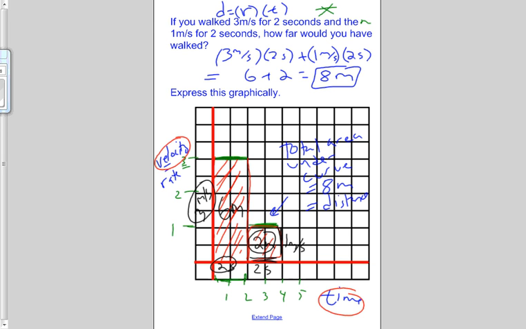And this is really the idea of integration. What we're looking at is area under the curve, and the area under the curve represents my x value times my y value.